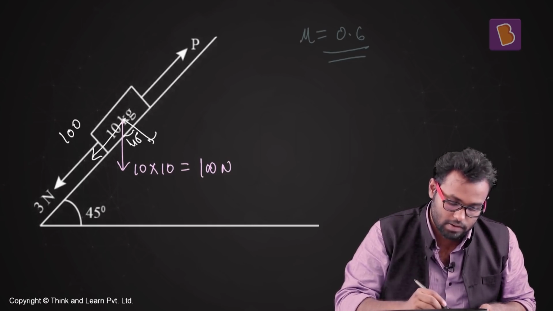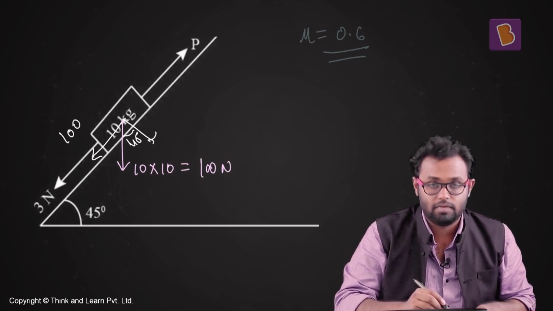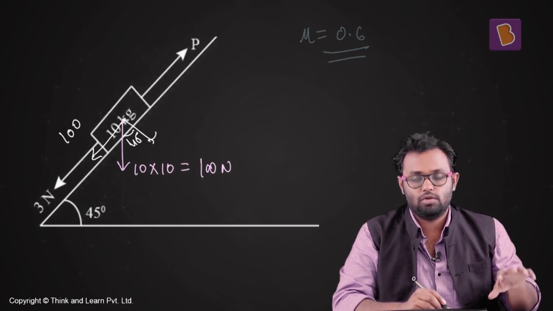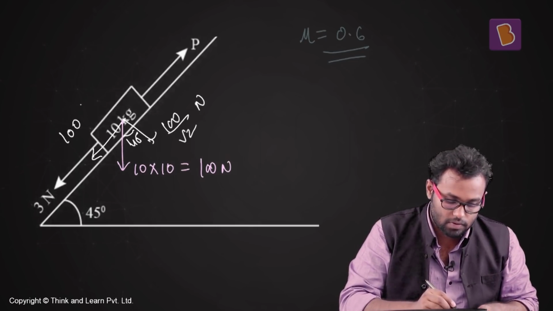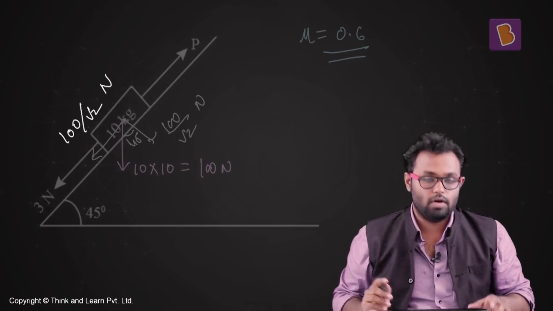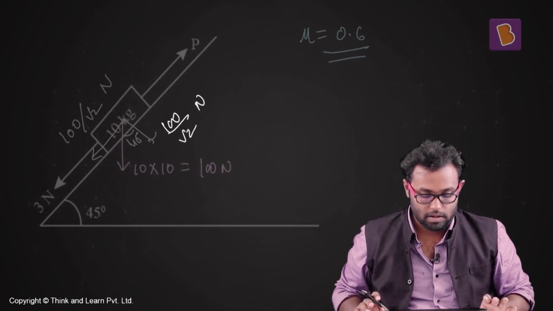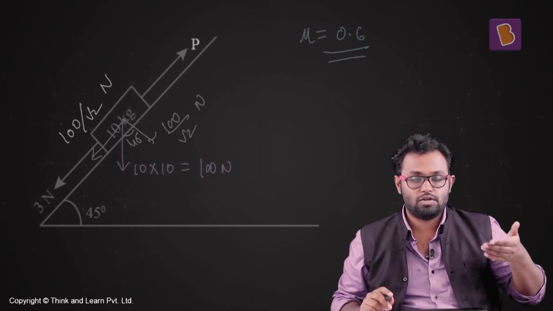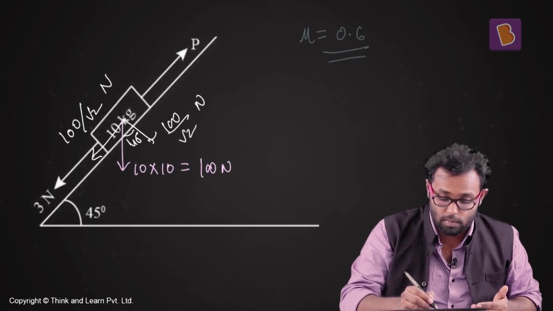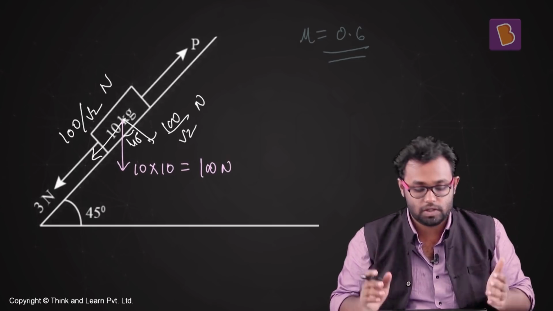This is 45, so this will be 100 cos 45, and that will be 100 sin 45. And the good thing is cos 45 is equal to sin 45 is equal to 1 by root 2. So this is 100 by root 2 Newtons, and that is 100 by root 2 Newtons, separated out like that. Now there's 3 Newton, there's 100 by root 2 Newton, and there's P. 3 forces. There's actually one more force, and of course that's the force of friction.